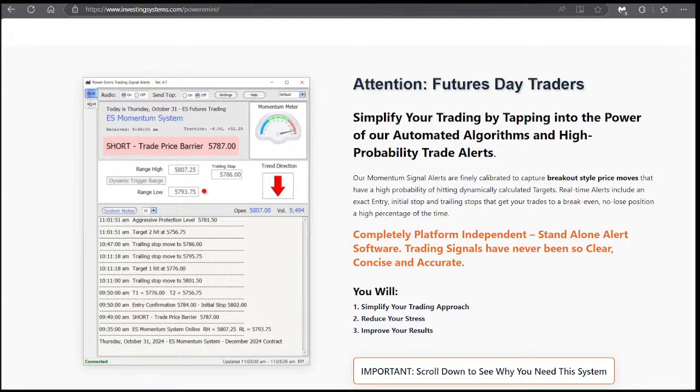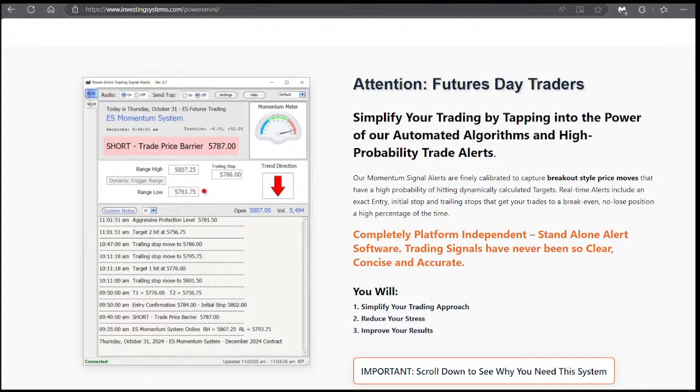Now you can see all about this software at poweremini.com, but I built a little bit of a different sort of what I would call a landing page at investingsystems.com/poweremini. So you can go to investingsystems.com and scroll down to the bottom and click the link, and you'll come to this page that I'm about to take a look at here. So there's quite a bit to it, but the software itself is really simple to use. This is for, as I said, day trading the MES futures most specifically.